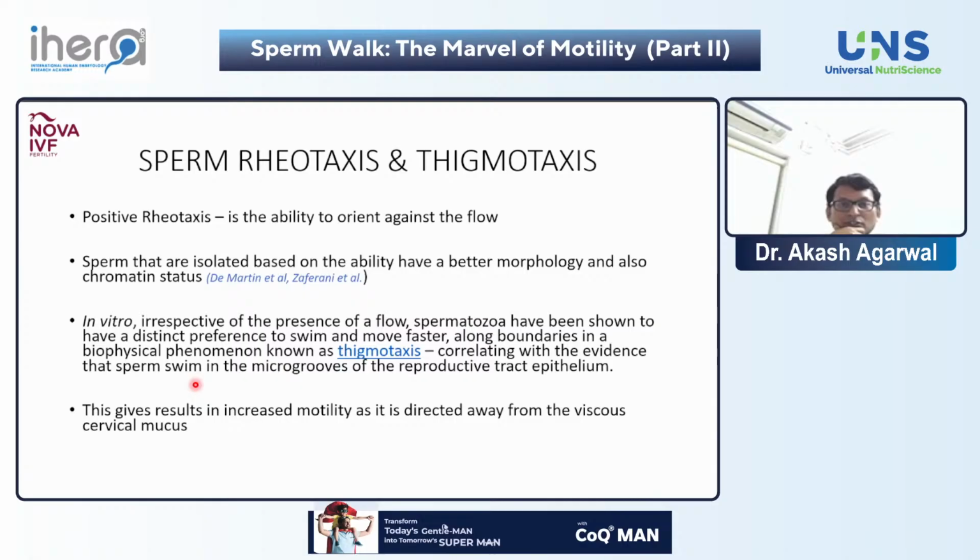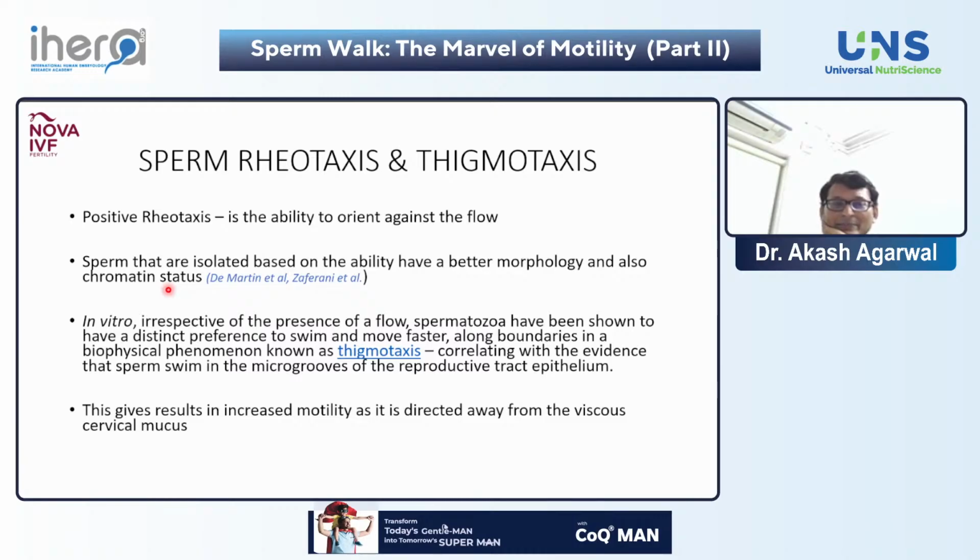So positive rheotaxis, which I said, is the ability to orient against the flow. Something interesting here was a study where Demartin and Zafrani showed that the sperms isolated based on the property of rheotaxis, the sperms which are able to demonstrate this property, have a better morphology and the chromatin status is also better.